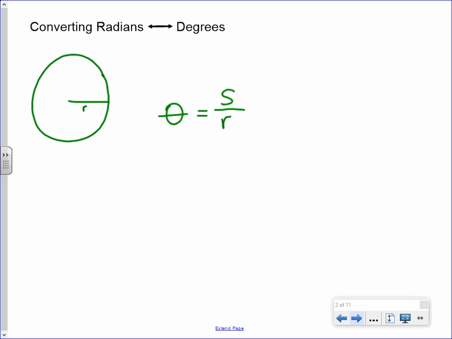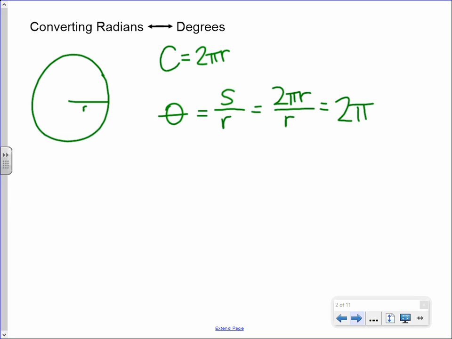360. Okay, well, let's talk about the radians. If our radian measure is the arc length over the radius, well, our radius is r. The arc length for the entire circle, we also could call that what? Circumference. And how do you find circumference? 2 pi r. So if the arc length of our angle is the entire circumference 2 pi r, then our radian measure is 2 pi.